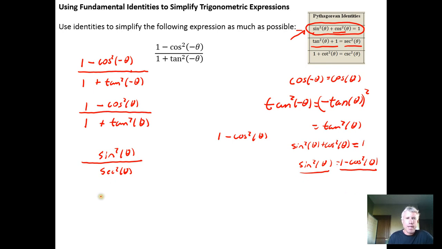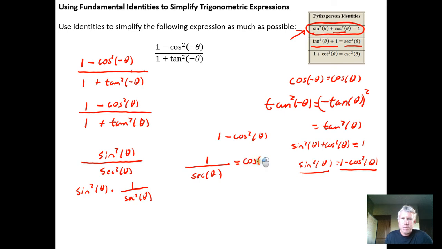And then we can rewrite this as a product instead of a division if we recognize that 1 over the secant, so I have a secant in the denominator here, is no different than saying sine squared of theta times 1 over the secant squared of theta. And if I recognize that 1 over the secant is going to equal the cosine because they are reciprocals, then I recognize that this 1 over the secant squared is just going to be the cosine squared. So I can replace the 1 over the secant squared with a cosine squared, and I have something that's simpler than what I started with, and that's probably as simple as we can get it, at least for right now.